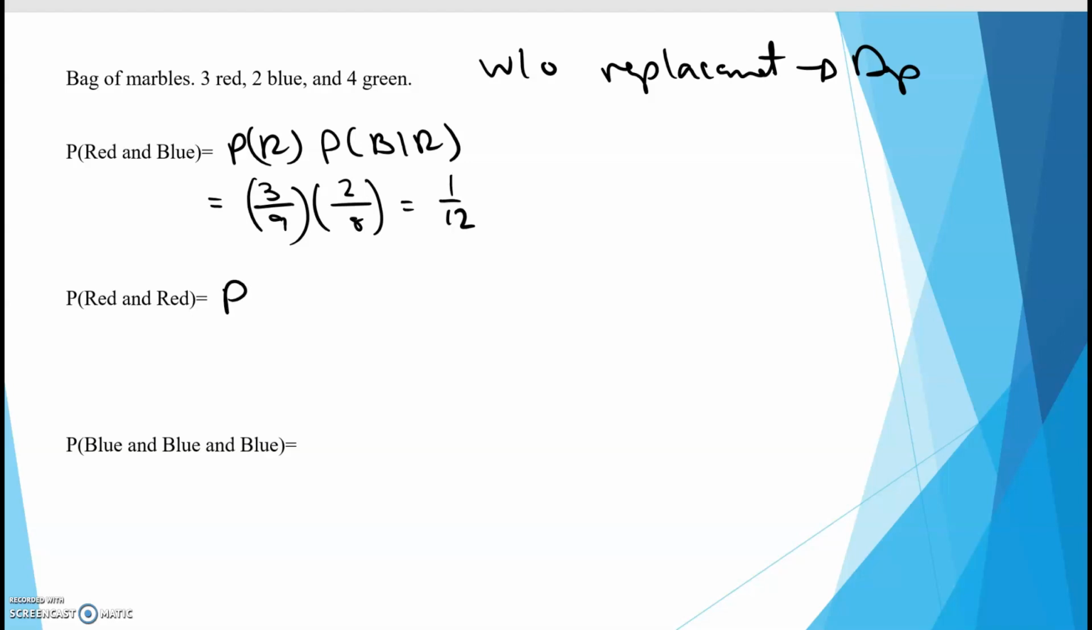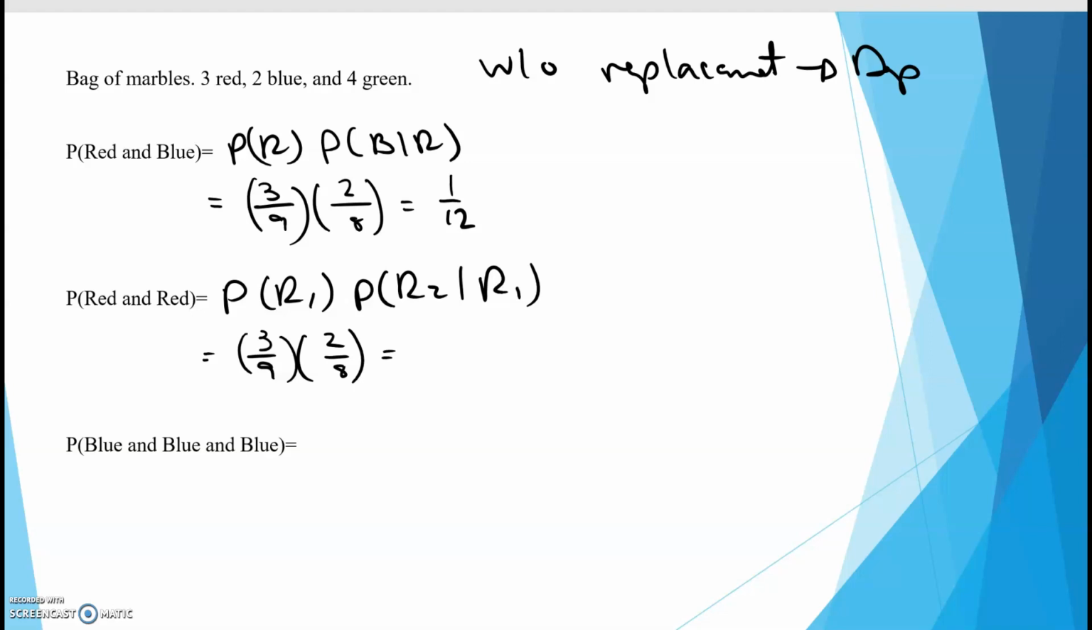A red and then a red, so the probability of getting the first red times the probability of getting the second red given that I've got the first red. Okay, getting a red would be 3 over 9. Okay, second red. I took 1 red out, so I have 2 reds left. I took 1 red out, so I have 8 marbles left. So this would be 1 out of 12.